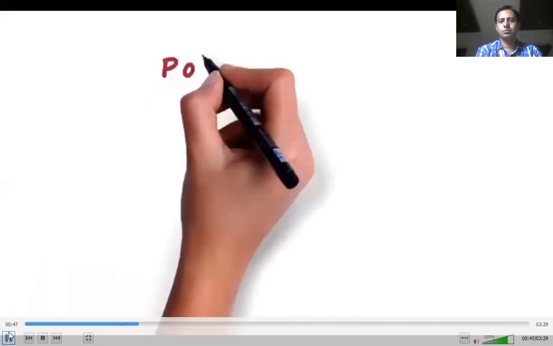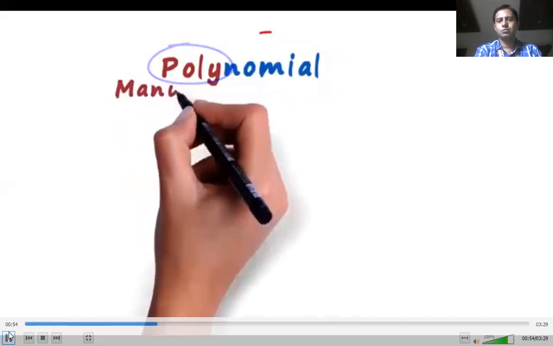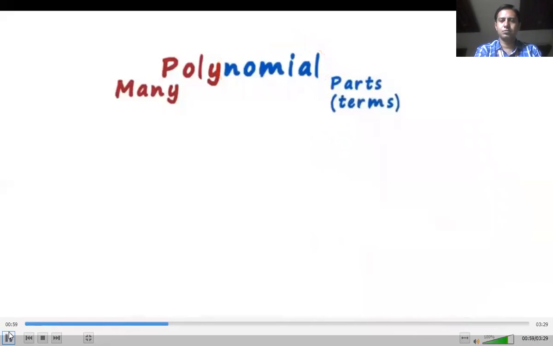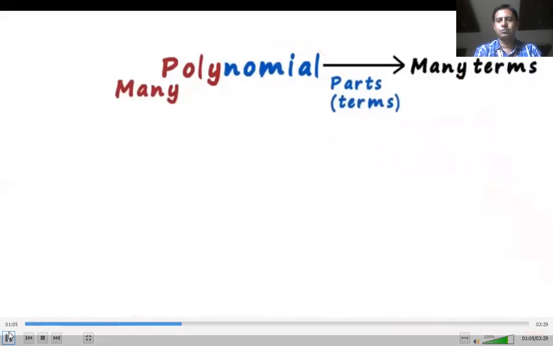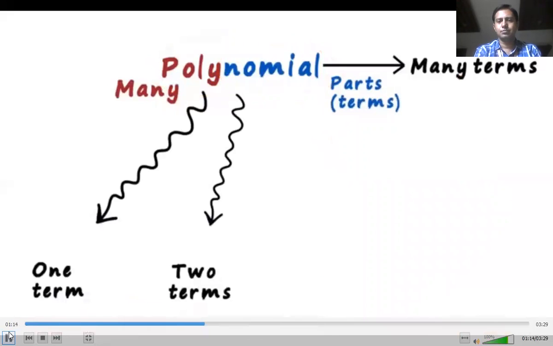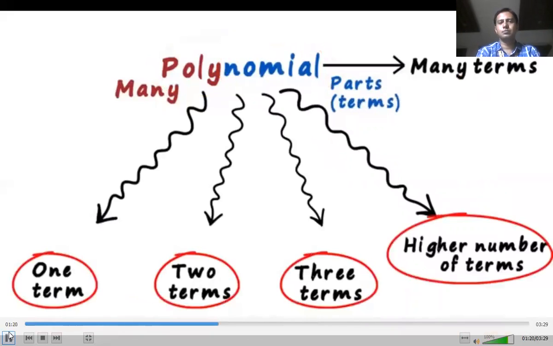It's the concept of polynomials. As you can see, the word has been colored into two parts. Poly means many, and nomial means parts or terms in the case of algebraic expressions. And that's how the word polynomial comes about. There are different types of polynomials. A polynomial can be an expression with just one term, or two terms, or three terms, or maybe even a greater number of terms. All these categories come under one roof, which is the polynomial.